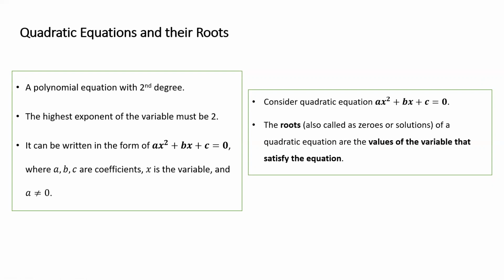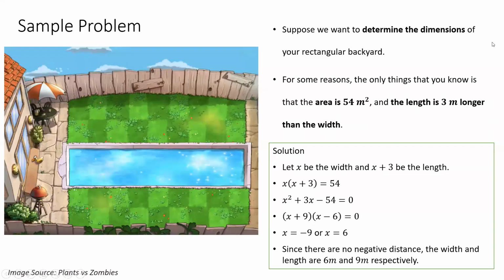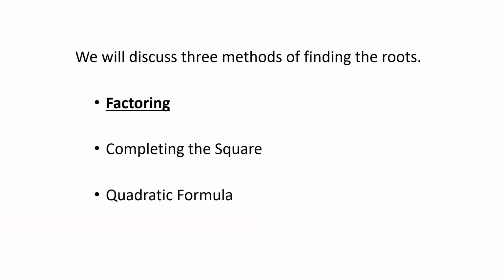So the roots of a quadratic equation are the values of the variable that satisfy the equation or make the equation equal to 0. They are also called zeros or solutions. So we have talked about an example problem where solving for the roots can be helpful. We will discuss three methods of finding the roots in this video series. And for now, we will discuss factoring.